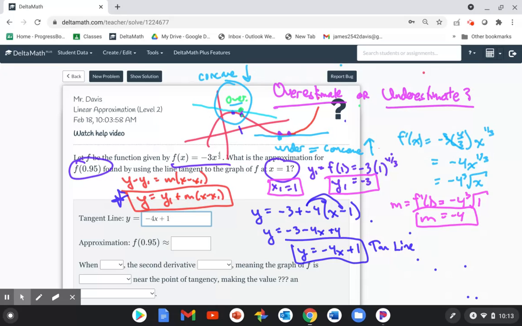So now we can approximate f of 0.95 using this equation. So we're going to be now plugging that into our tangent line. So f of 0.95 is going to be negative 4 times 0.95 plus 1. Calculator here. Negative 4 times 0.95. And that gives us negative 3.8 plus 1. So it's negative 2.8. All right, negative 2.8. So let's go ahead and write that in.